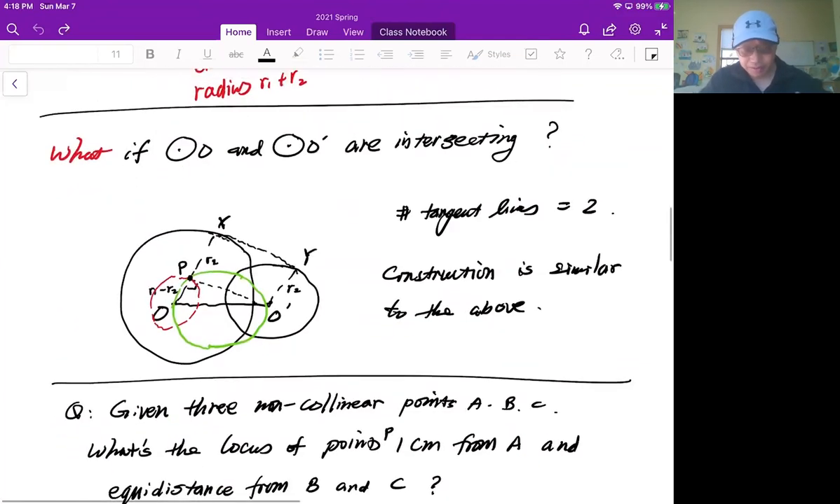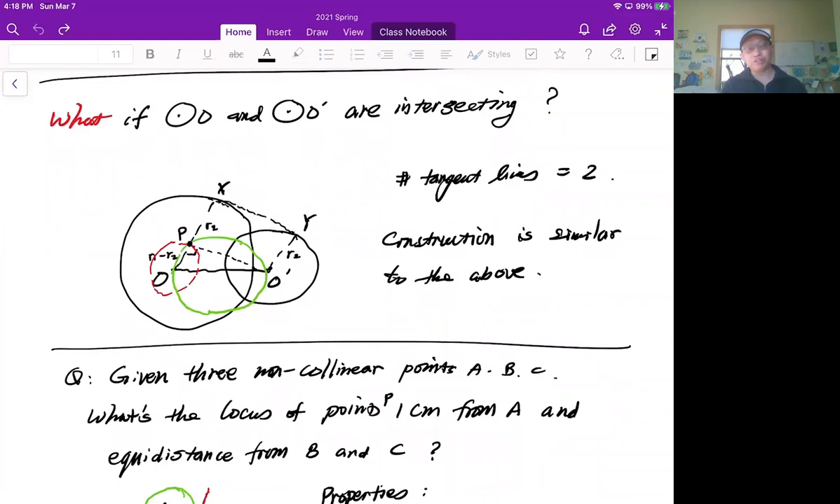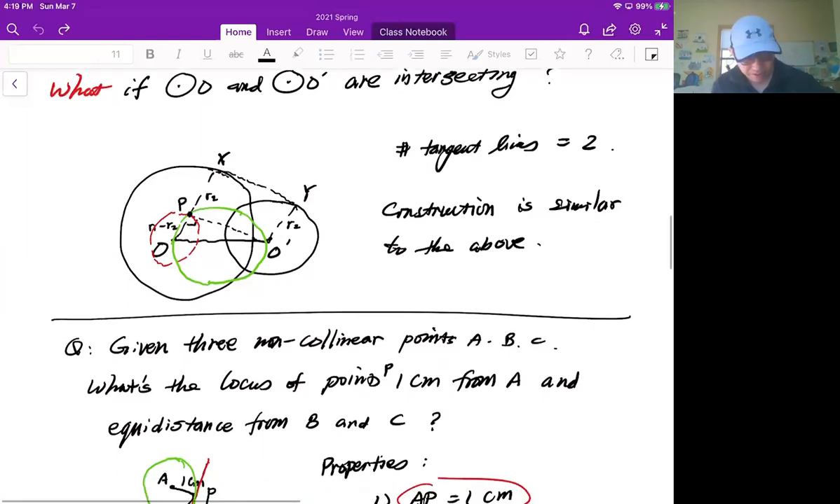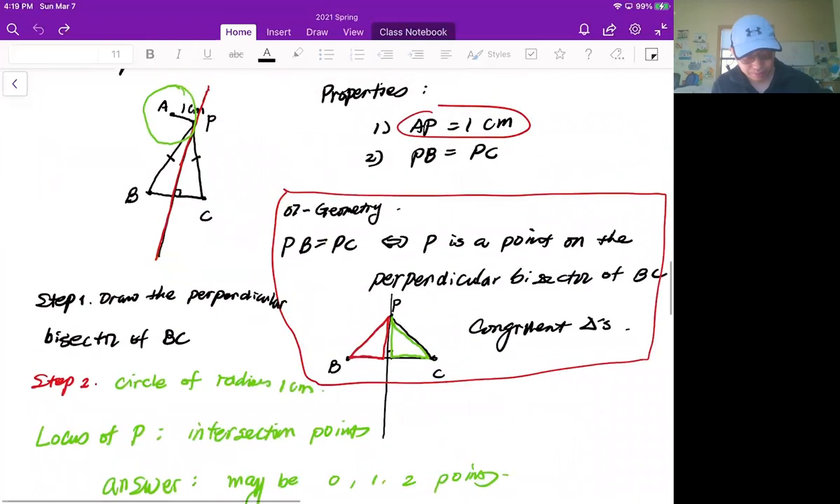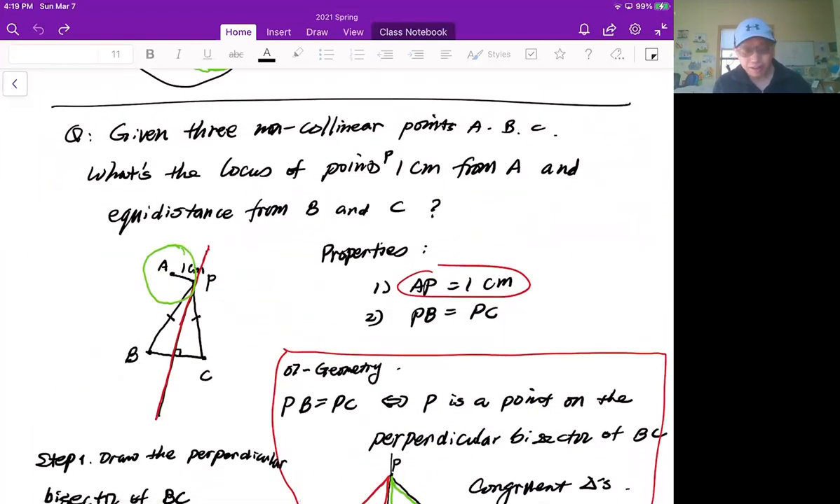Next one, what happens if they're intersecting? If the two circles are intersecting, you can only have one scenario, so we don't have the second one here. Then some other examples like that: we want to find a P such that P has the same distance to B and C, and P has a fixed distance to A. So we have a circle around A, and also the perpendicular bisector for BC, and we hope that the two of them can intersect.